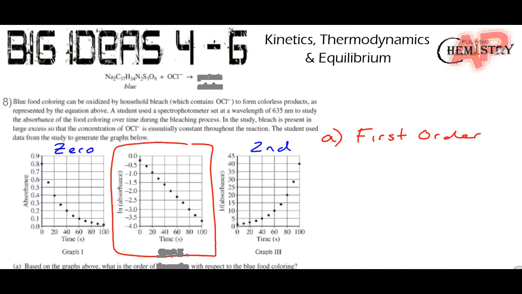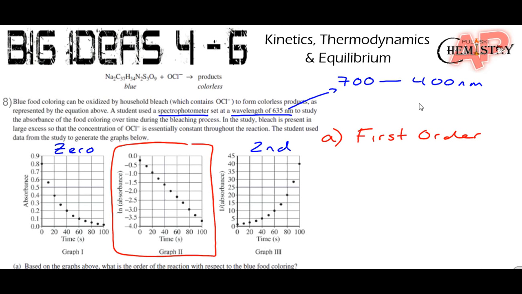And the problem lays it out, that blue food coloring can be oxidized by bleach to form a colorless product. It says a student used a spectrophotometer set at a wavelength of 635. You have to remember that we have wavelengths from 700 to roughly 400 nanometers, and the spectrophotometer has to be set at certain wavelengths to study certain colors.